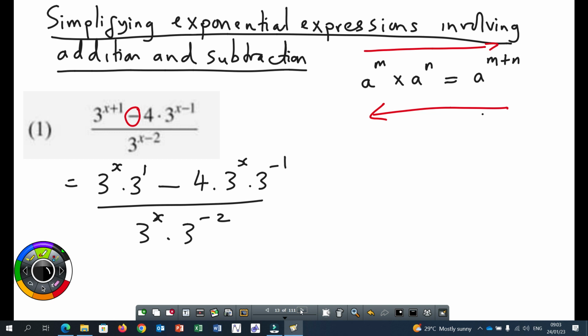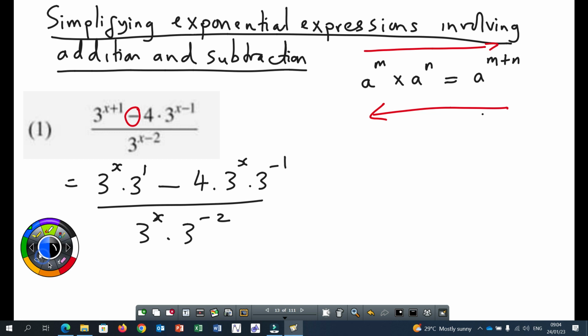Okay, so I said if you are simplifying exponential expressions involving addition and subtraction, first you have to use the first law of exponents by moving from its right-hand side towards the left-hand side so that you can be able to create the common factor. Yes? What do you mean by moving from the right to the left?